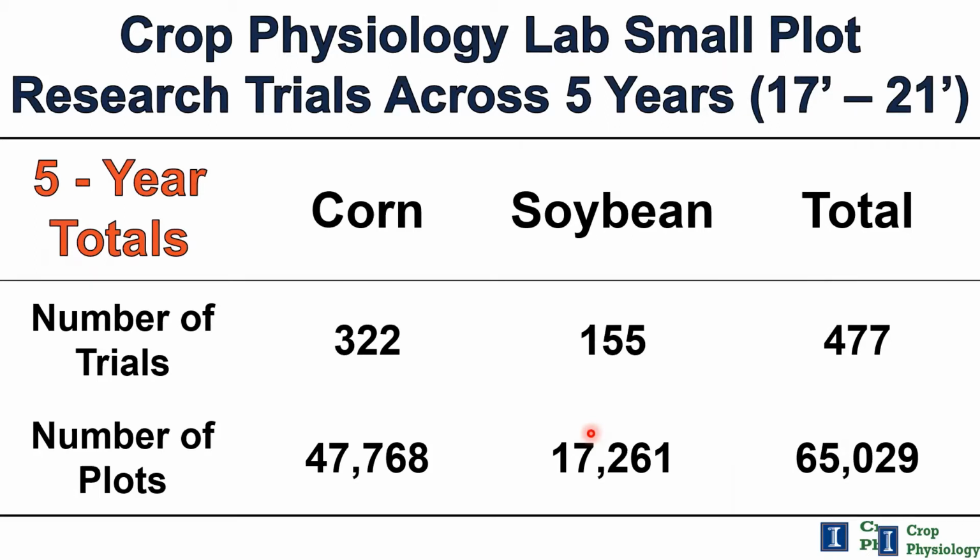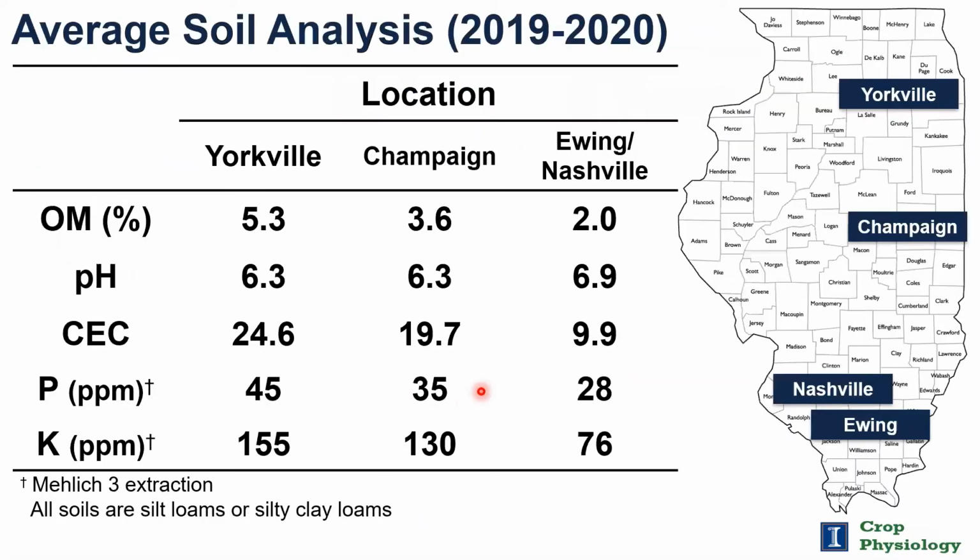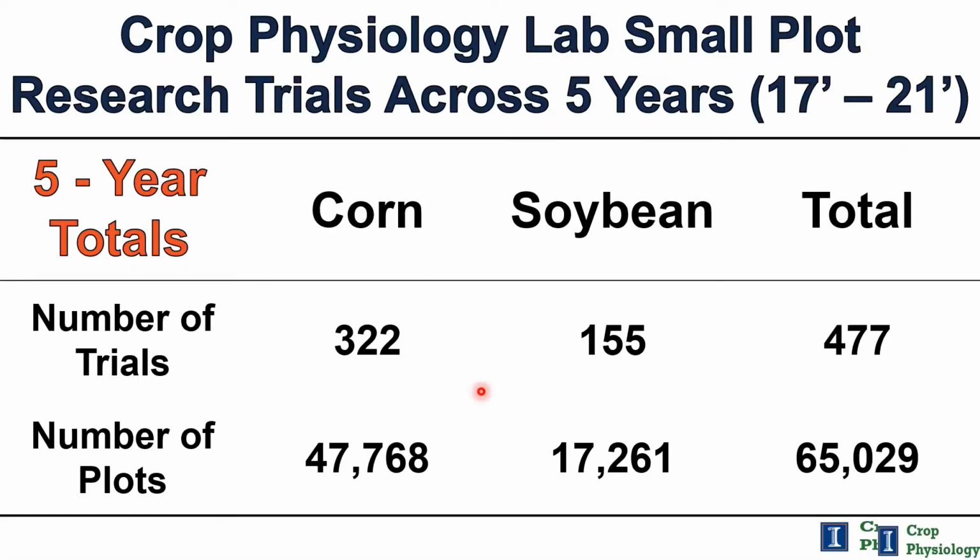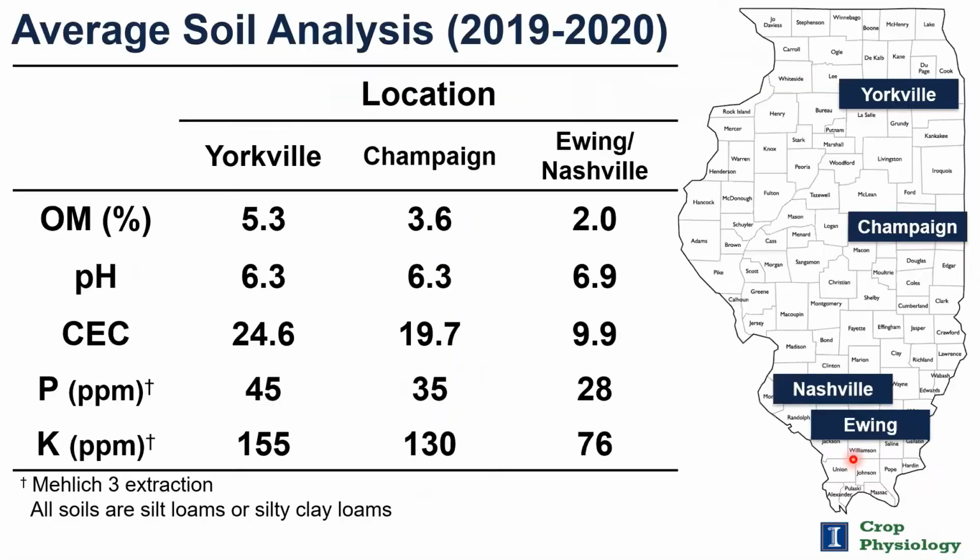We'll be focusing on corn today, but in total over the last 5 years, we've had over 300 trials, and we've probably worked with anywhere from 30 to 40 companies to come up with those trials. And then about 50,000 corn plots. In total, 65,000 plots we've put in over the last 5 years. And we've done this across the state of Illinois.